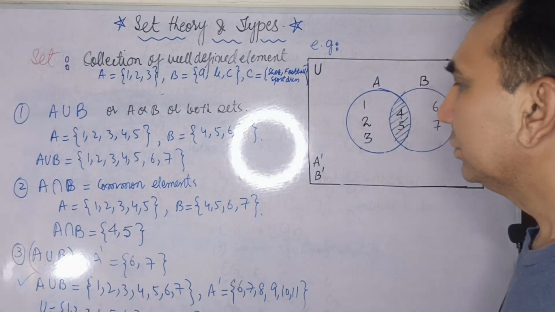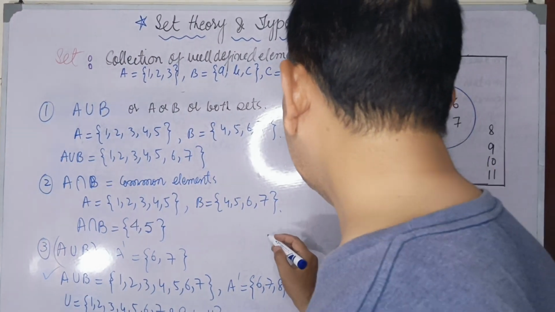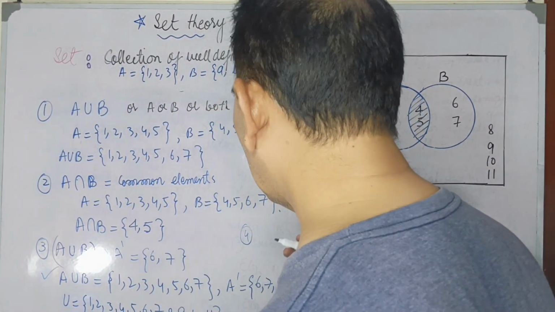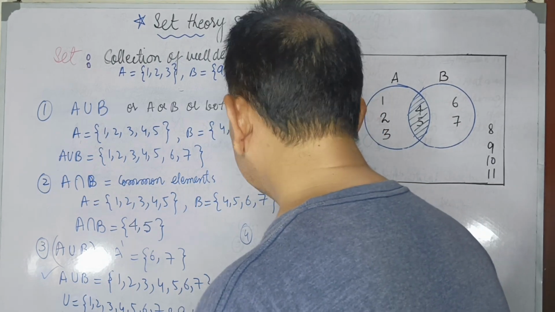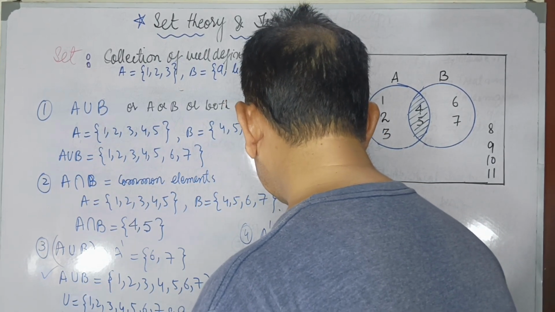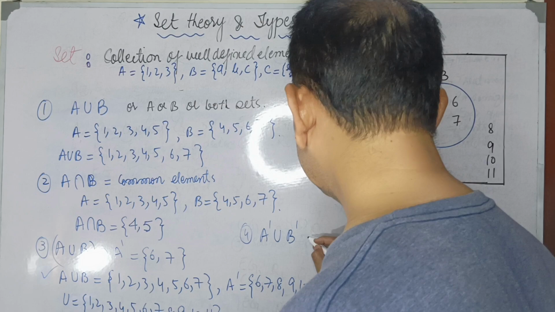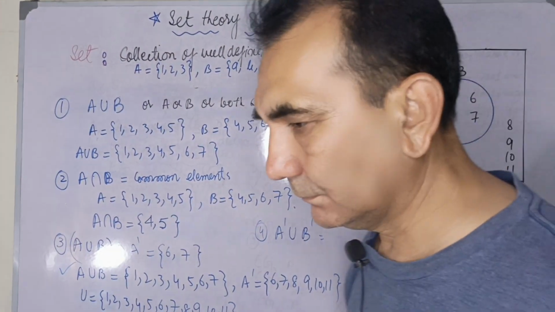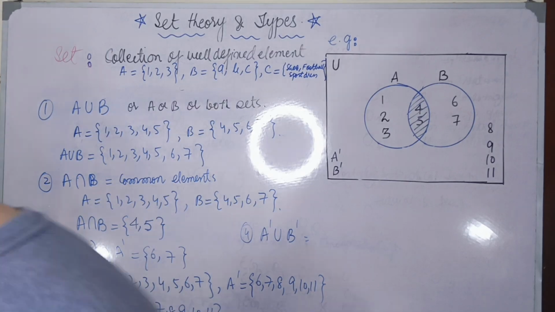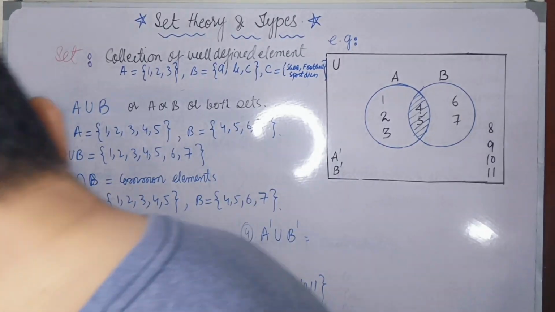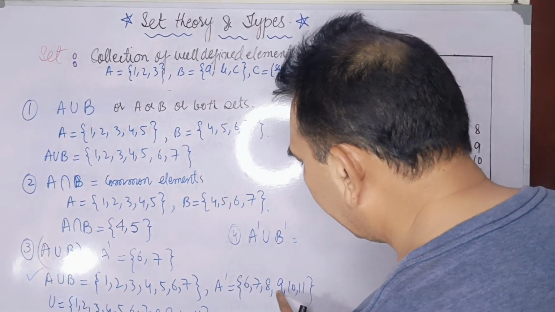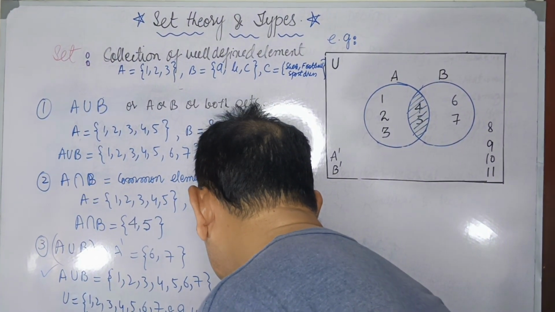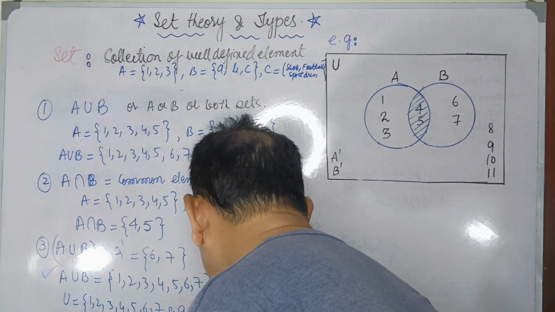Okay, now if I ask another question for you, if I write down A complement union B complement, so what we will do then, again, we already found the complement of A from the universal set. Now we will find the B complement.